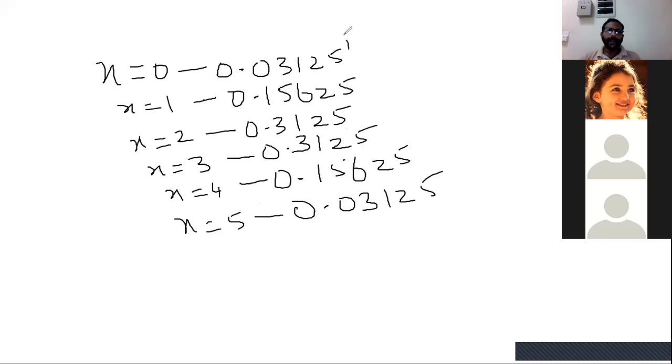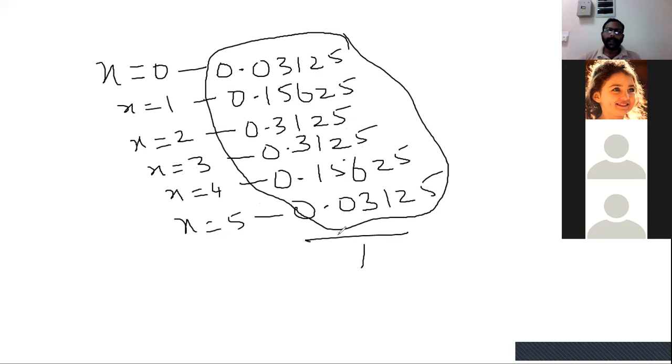Now you see, if you add the probabilities of these, definitely it will be equal to 1. Otherwise, something is wrong in your calculation, right? So these are the events, getting number of heads: getting 0 head, 1 head, 2 heads, 3 heads, 4 heads, 5 heads. And these are the respective probabilities. Is it clear? Right.